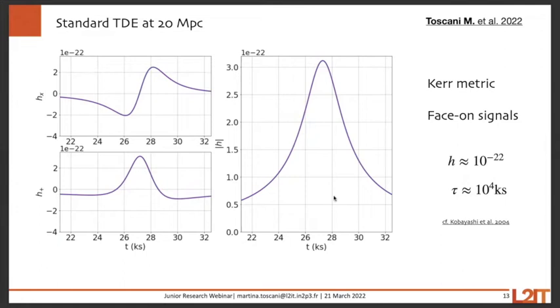megaparsec from us. Just let me say that all the simulations are done considering a Kerr metric, and in these slides, if I don't specify differently, I'm showing face-on signals. And as you can see from this plot, the peak of this signal is in good agreement with the analytical estimate of the strain from a TDE, which is roughly 10 to the minus 22 for this particular case. And also the duration of this signal is in good agreement with what is expected from analytical estimates, 10 to the 4 seconds.